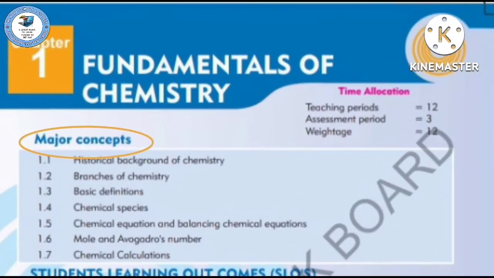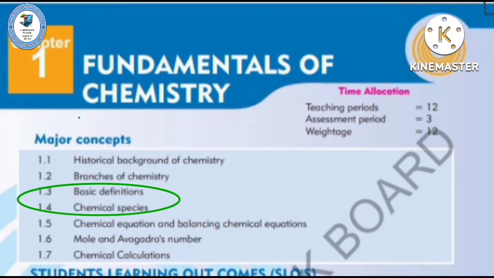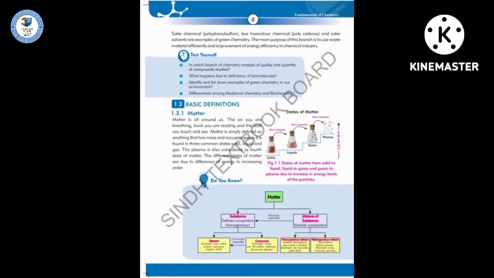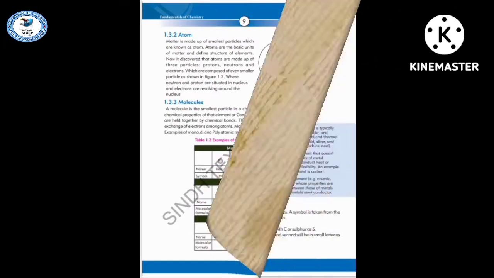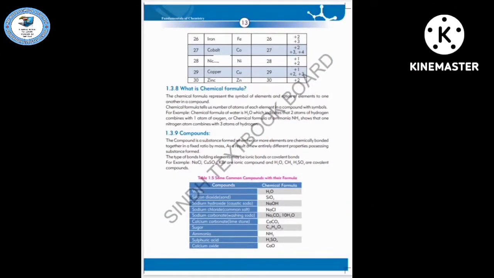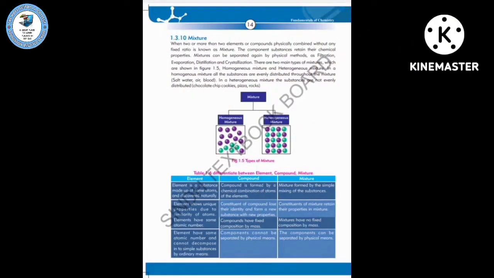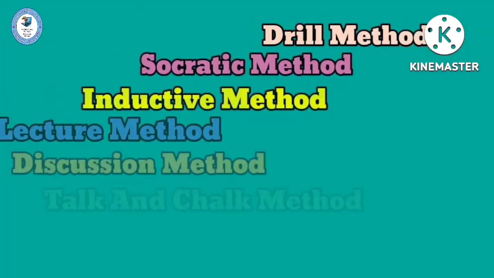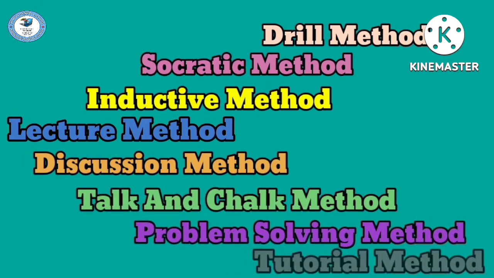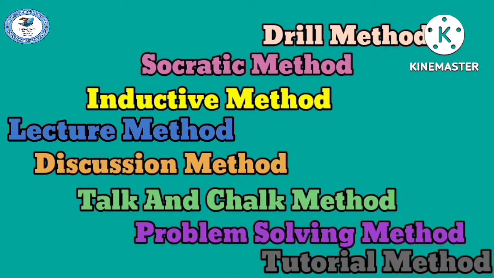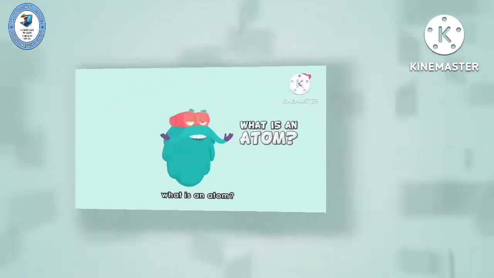Likewise, the third and fourth major concepts are basic definitions and chemical species. In both we will comprehend substance, matter, element, atom, ion, molecule, molecular ion, compound, and mixture by using drill, Socratic, inductive, lecture, discussion, talk, problem solving, and various tutorial methods.